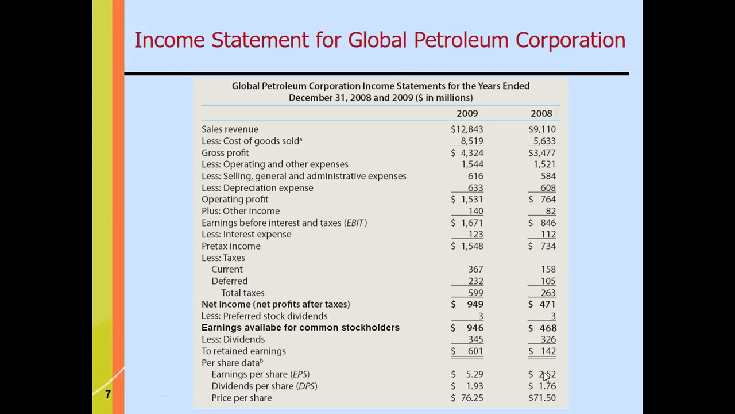So these are some minimal components of an income statement being included, minimal in the sense that we do not include other comprehensive income, which would make this much longer. Otherwise, this would become the statement of comprehensive income. Other items like price per share and dividend per share can be disclosed in the notes, not necessarily on the face of the financial statement.